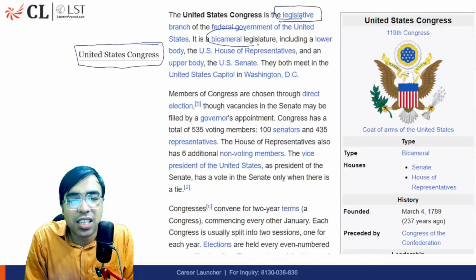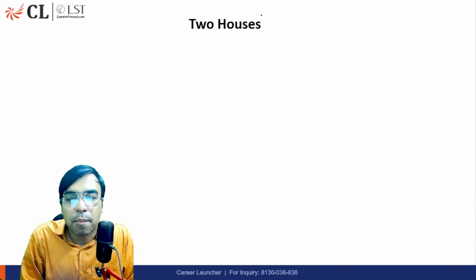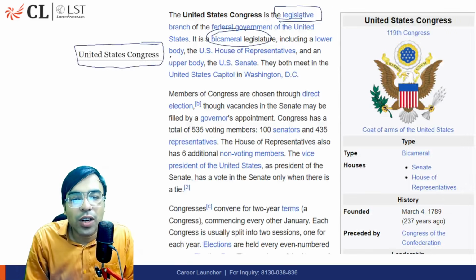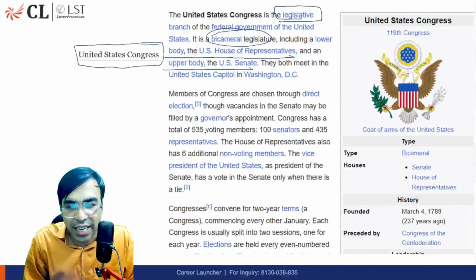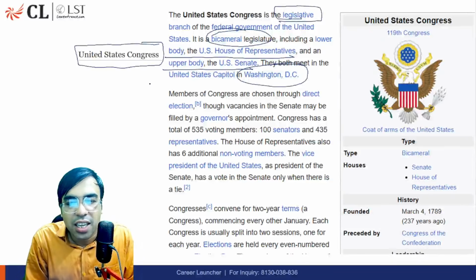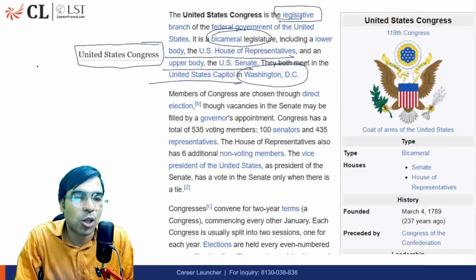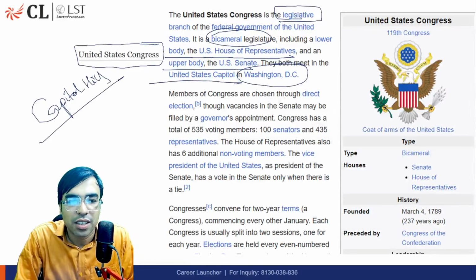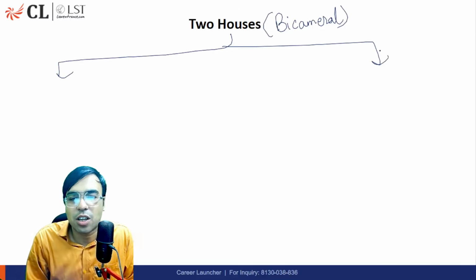It is a bicameral legislature. I'm sure you must be aware of these terms: unicameral means one house, bicameral means two houses. So it has two houses, including a lower house called the US House of Representatives and the upper house called the US Senate. Both are headquartered in Washington, D.C. They meet in the US Capitol, also called Capitol Hill. So we use the word Capitol Hill for the US Congress.